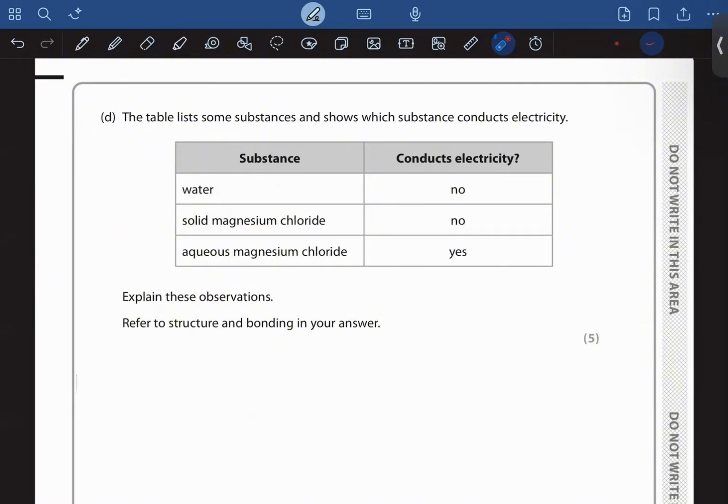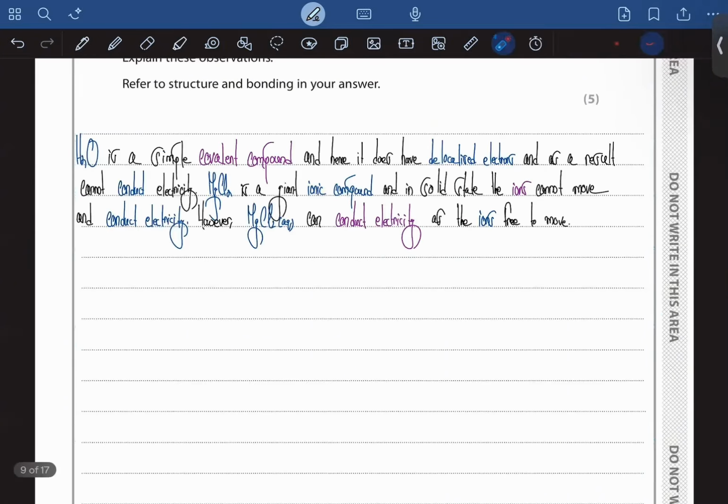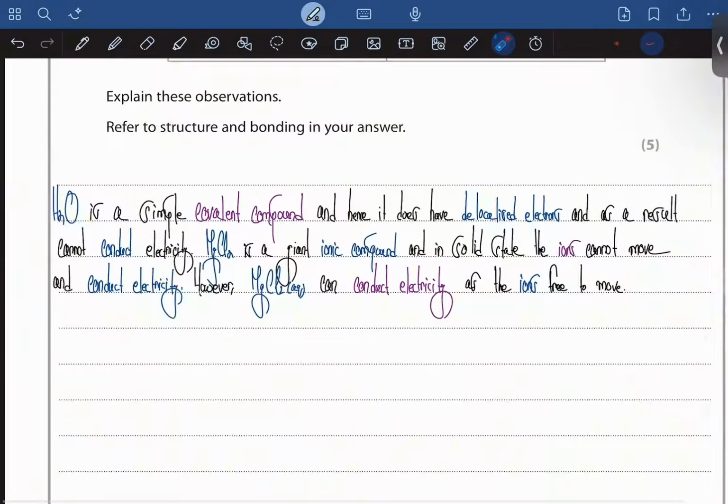But on the other hand, in aqueous magnesium chloride, the ions are mobile. The ions are free to move. And as they are free to move, they can conduct electricity. One of the most common questions as well. So yeah, that's just what I have written over here. Just take a reading at it.